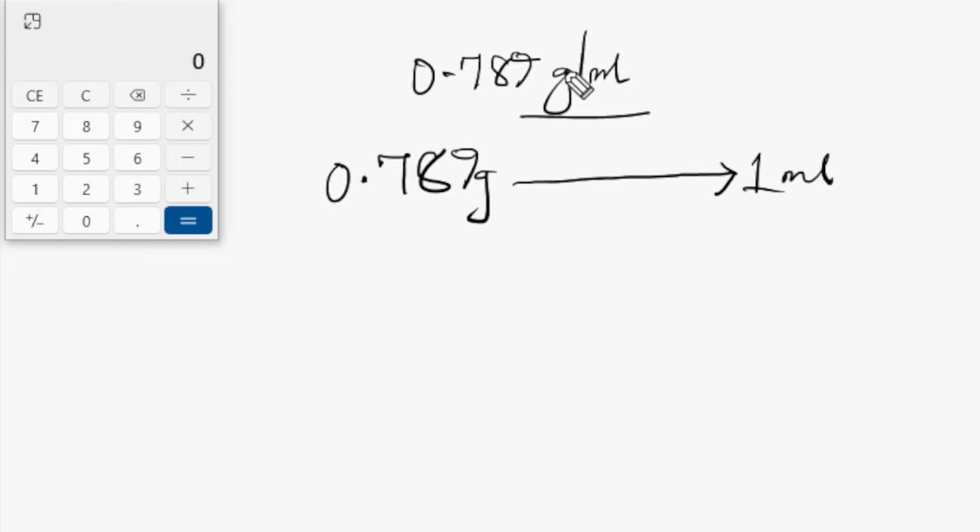So when you have something per something, it means that for each of the first value you have here, you have 1 value of the second. So guys, that's what we just expressed here. So for each 0.789 grams, you have 1 ml. So guys, the next thing is to write down the corresponding units down here and here.